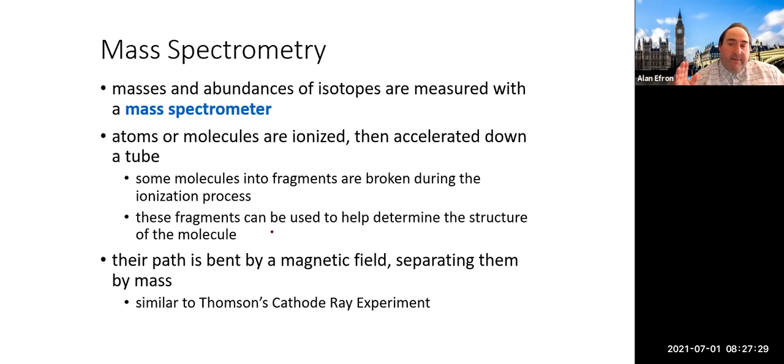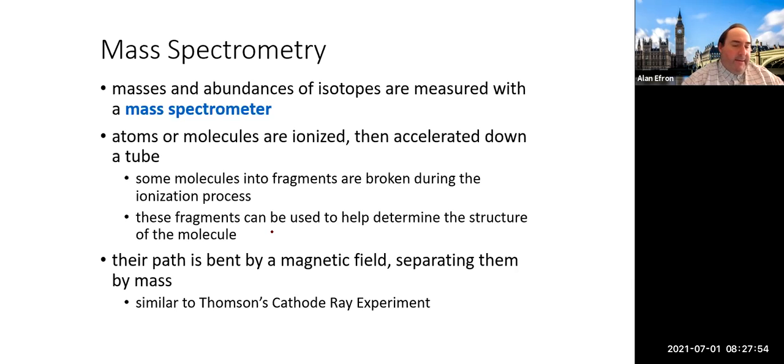So they come out at the end separated by the mass. The lighter ones maybe come out first, and the heavier ones come out second in terms of these isotopes. It goes down this path, and it's affected by a magnetic field, with a little electrical field involved as well. Kind of similar to Thomson's cathode ray experiment, remember, as we talked about, because things have charges, and things are affected by magnetic fields and electrical fields as well.